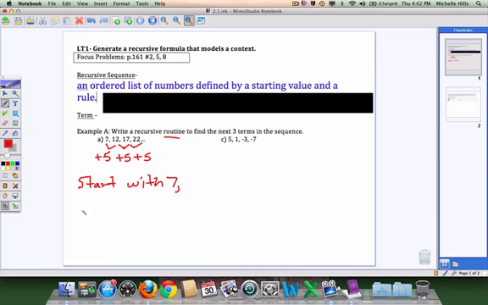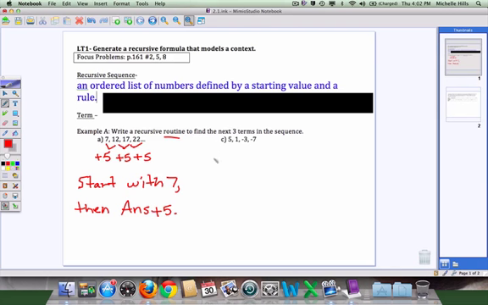And then I have to tell them what rule to apply. Then I'm going to write this as ANS because some calculators will let you actually do some recursive work on them, and they're going to say answer plus 5, etc. So I'm going to take my previous answer and add 5 to it to get to my next term. So that's my recursive routine for the first one.